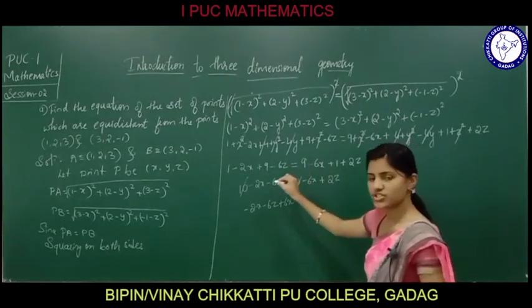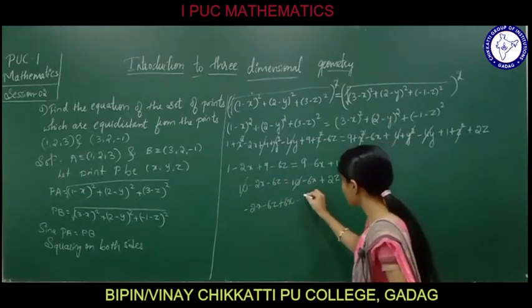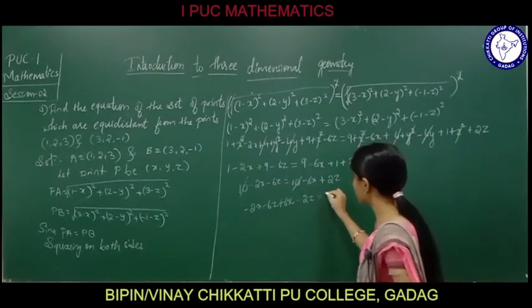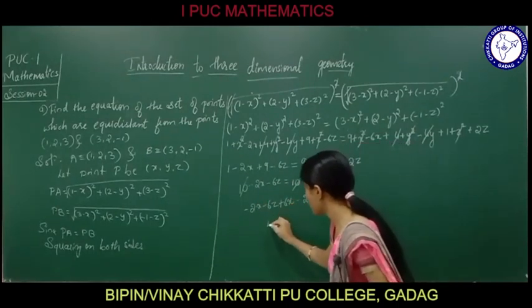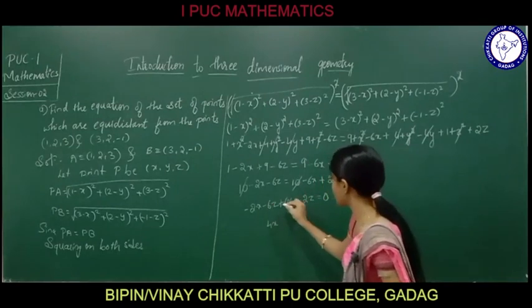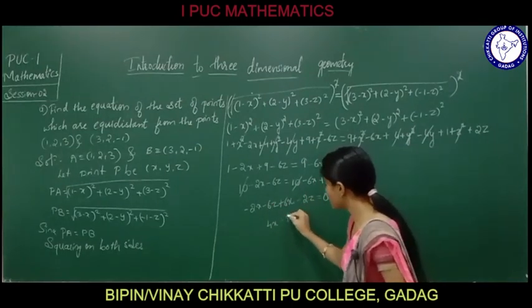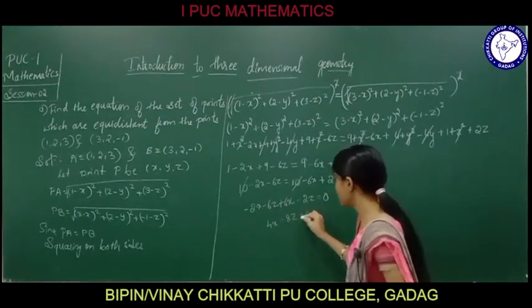Plus 2z, if it is going to shift to this side, it is going to be minus 2z, which will be equal to 0. Minus 2 plus 6 is plus 4x. Minus 6 minus 2 is minus 8z. This will be equal to 0.